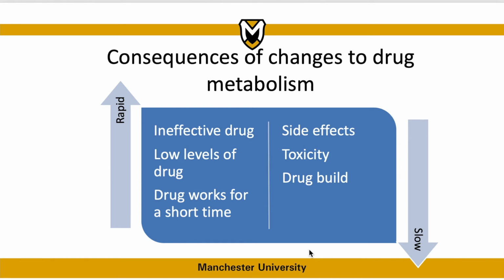So let's look at the consequences of the changes to drug metabolism. Earlier we talked about more rapid metabolism. If we have a rapid metabolism of the drug in the body, the drug is actually considered ineffective because you would have lower levels of the drug and it would only work for a short amount of time. However, on the flip side, if you have a slow metabolism of the parent drug, this could lead to side effects, toxicity, and drug buildup, leading to adverse drug reactions.